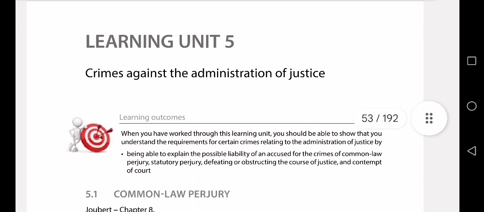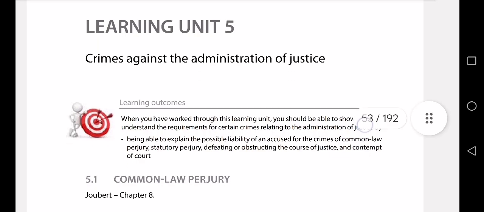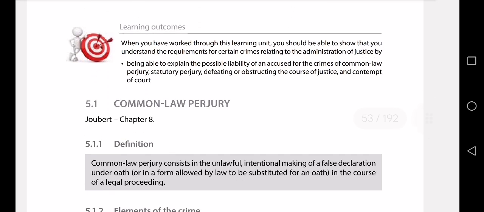All right, we move now to Learning Unit 5, Crime Against the Administration of Justice. When you have worked through this learning unit, you should be able to show that you understand the requirements for certain crimes relating to administration of justice by being able to explain the possible liability of an accused for the crimes of common law perjury, statutory perjury, defeating or obstructing the course of justice, and contempt of court.